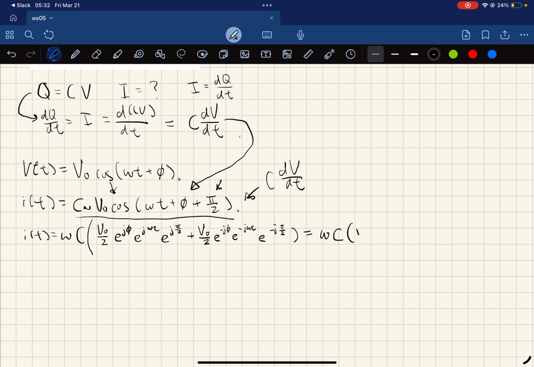Now, just a simplification. We use the phasors now, if you recall the definition for the phasor from earlier up on the page.